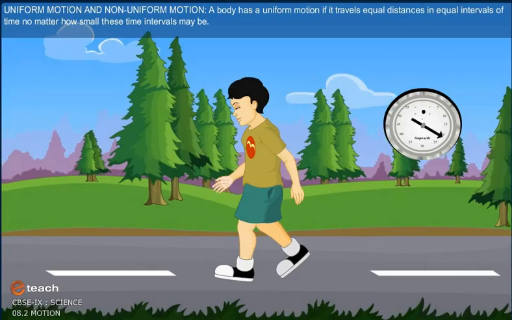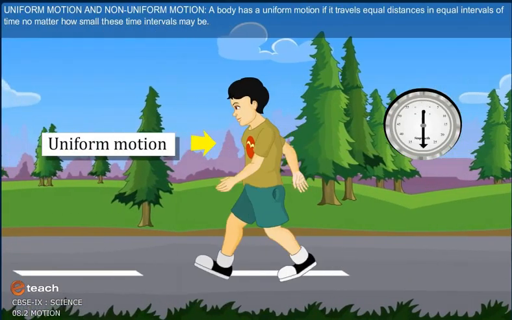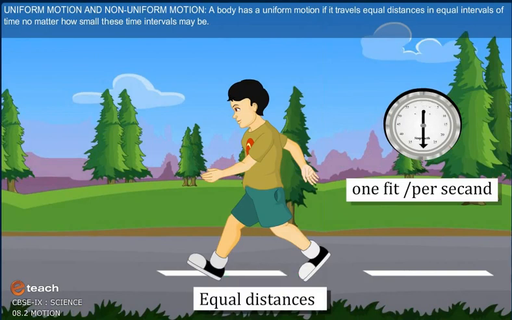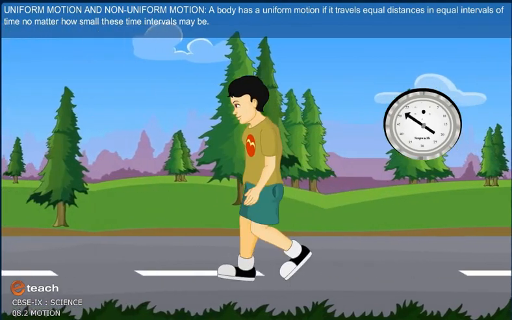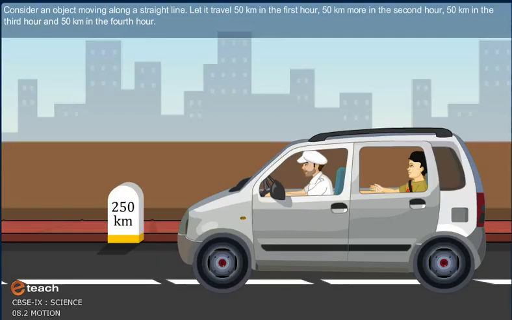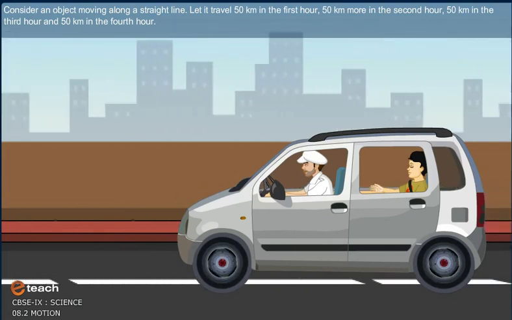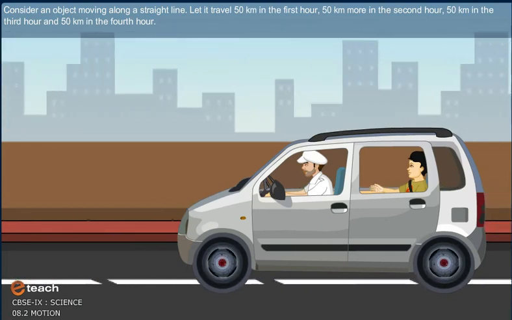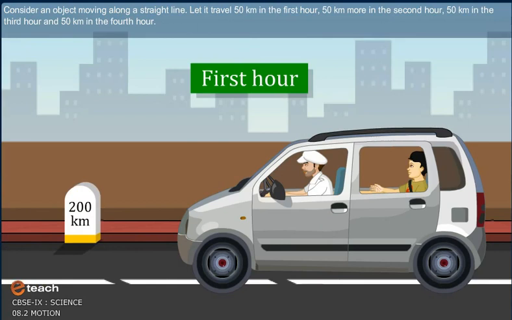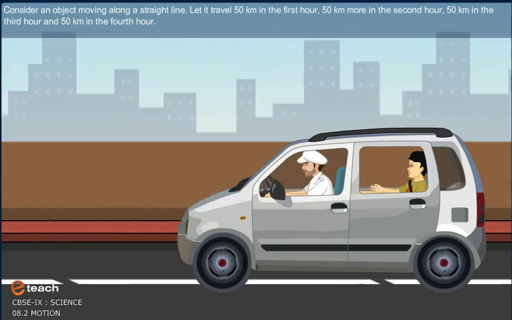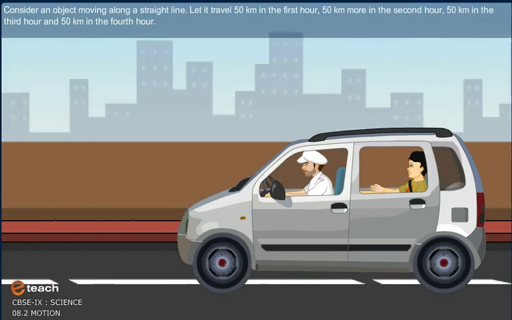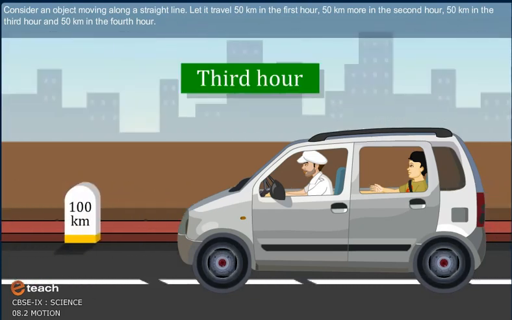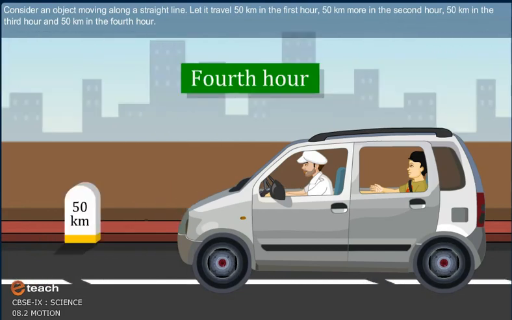A body has a uniform motion if it travels equal distances in equal intervals of time, no matter how small these time intervals may be. Consider an object moving along a straight line. Let it travel 50 kilometers in the first hour, 50 kilometers more in the second hour, 50 kilometers in the third hour, and 50 kilometers in the fourth hour.